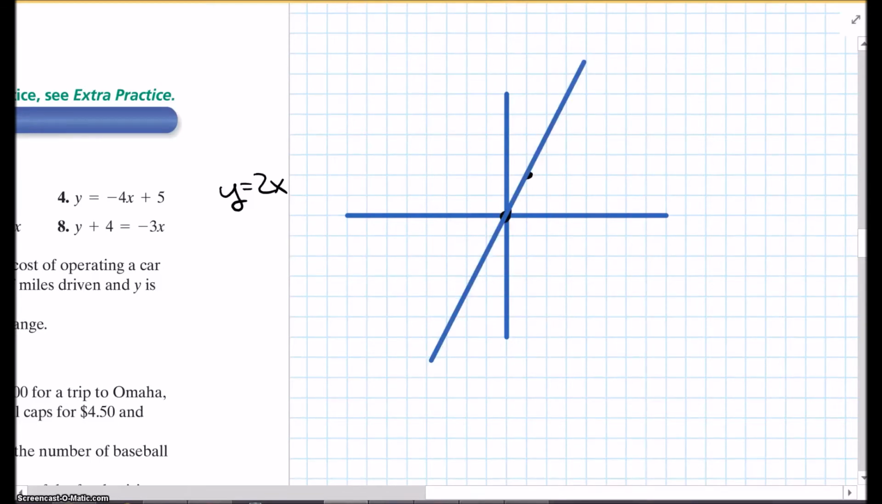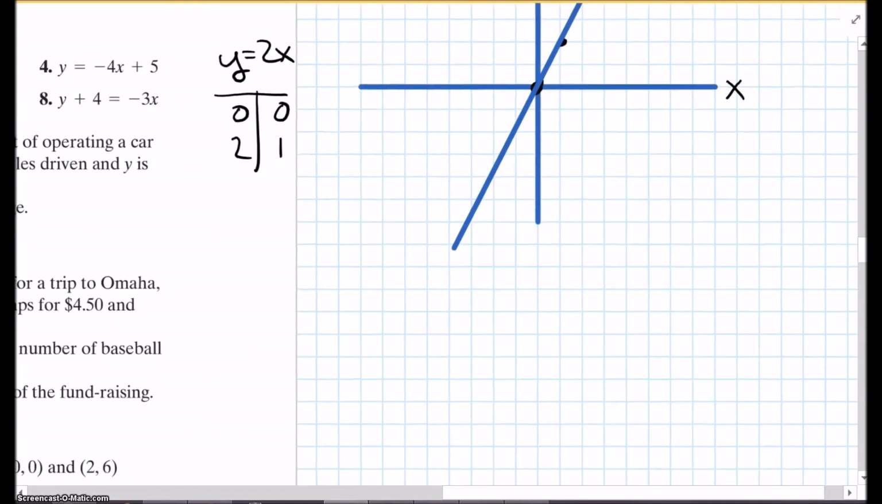So if you don't see that, just plug in numbers. So when x equals 0, y would equal 0. When x equals 1, y would equal 2. Now you can plot your points. Remember, x is your horizontal axis and y goes to the sky.